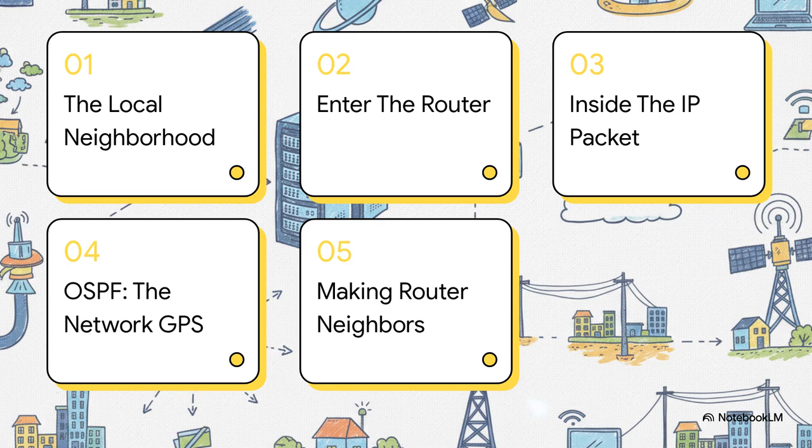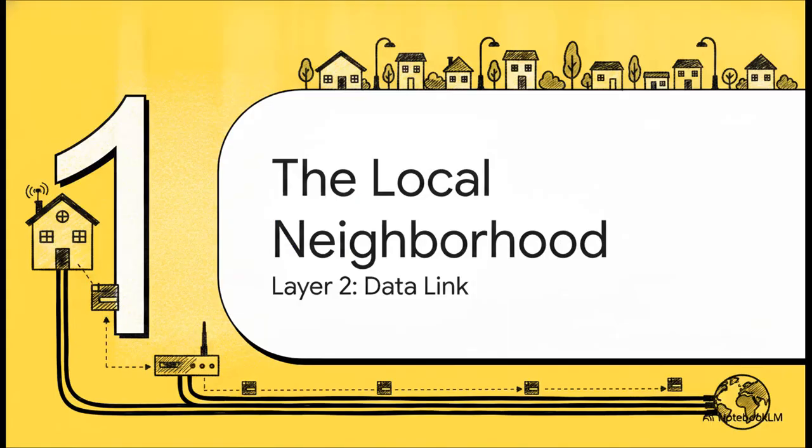So here's our roadmap for today. 1. The local neighborhood. 2. Enter the router. 3. Inside the IP packet. 4. OSPF, the network GPS. And finally, 5. Making router neighbors. Let's jump right in.